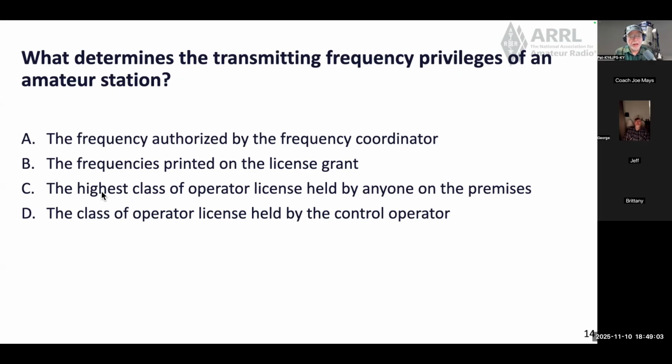Now this says, I'll tell you, this is a trick part here because it says anyone on the premises. They could be in the backyard, but if they're not near the radio, they're not operating the radio. So you can scratch C. So the answer is going to be D, the class of operator license held by the control operator.